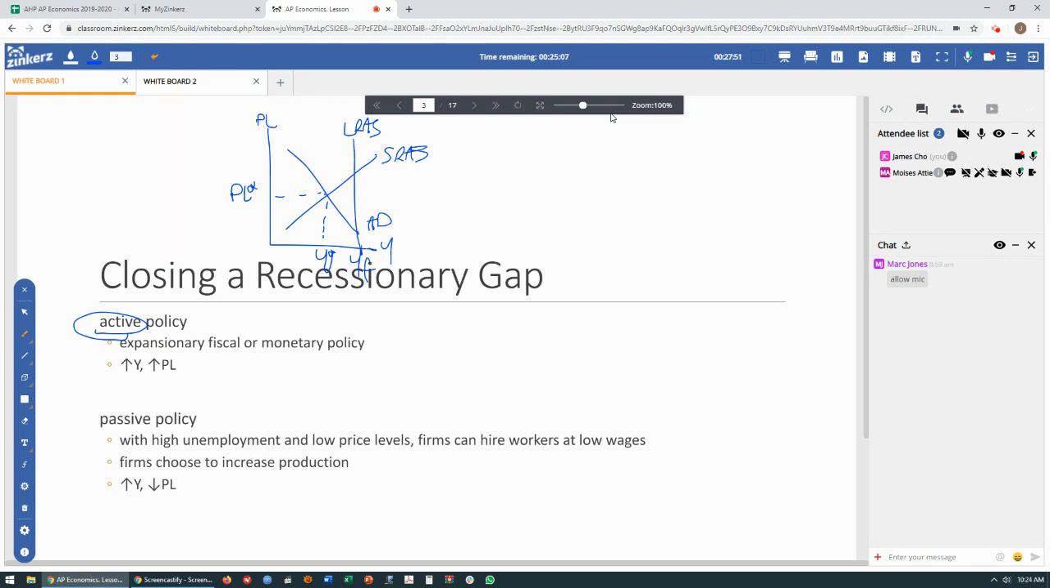Of course, what else we could do is start buying bonds from people, which will increase the money supply, and so on. So the good thing is we're going to close that recessionary gap. Our GDP will be higher, which means our unemployment is lower. But what does that come at the cost of?